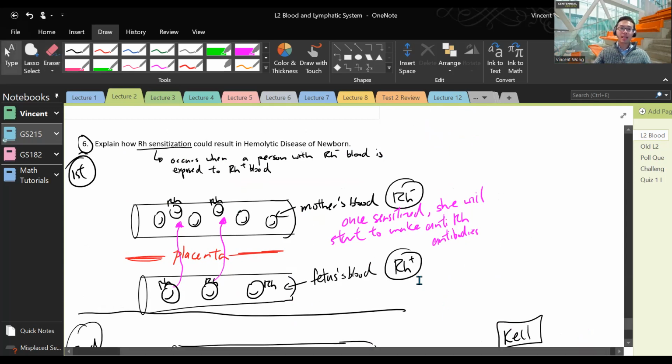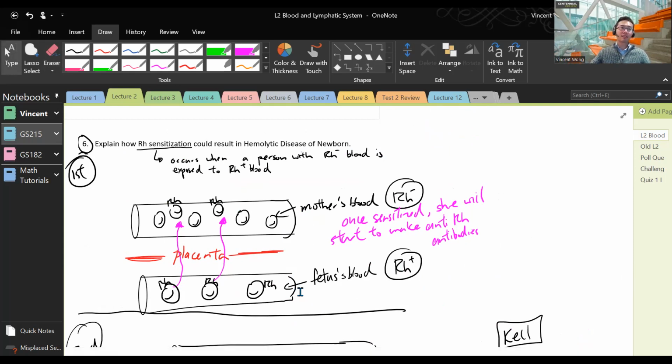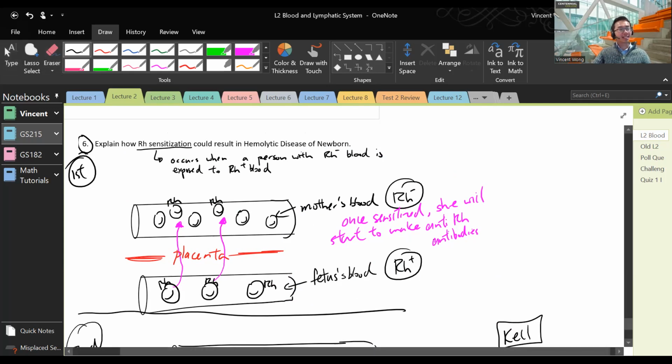Well, if the mother is negative and the father is positive, then there is a chance that the baby is going to be positive. If the mother is negative and the father is negative, no need for RhoGAM. If the mother is positive, also no need for RhoGAM. Only negative people can become sensitized, right?